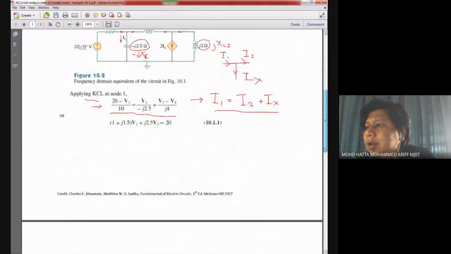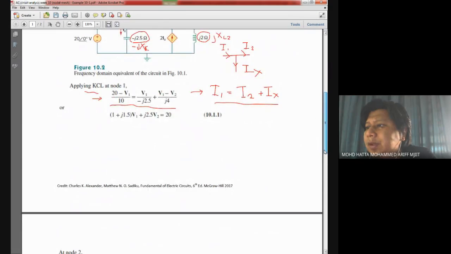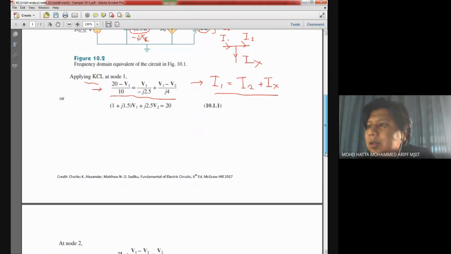And the difficult part in analyzing an AC circuit is that it involves complex numbers. So you need to be particular with your calculation.